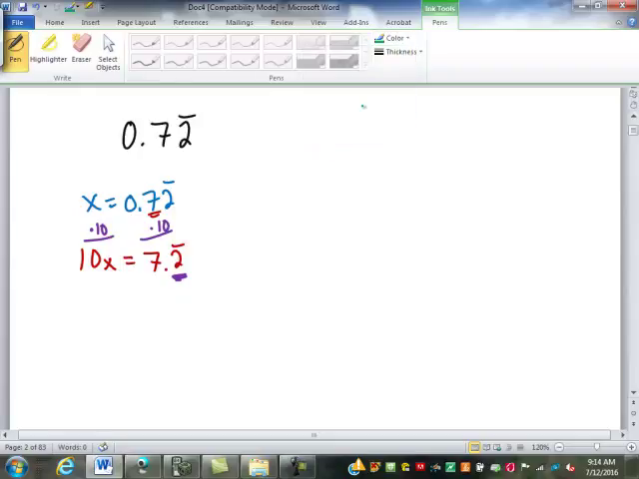So now, question 2, how many digits repeat here? Just 1, right? So now I'm going to move it over one more spot. To do that, I multiply by 10 again. Well, 10x times 10 is 100x. 7.222222 times 10 is 72.22222. 72.2 repeating.